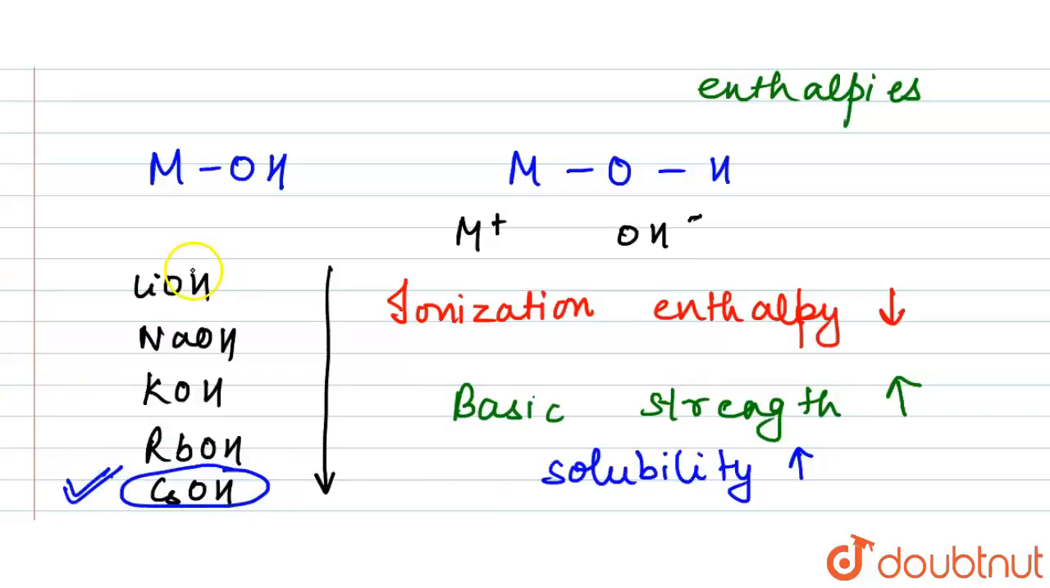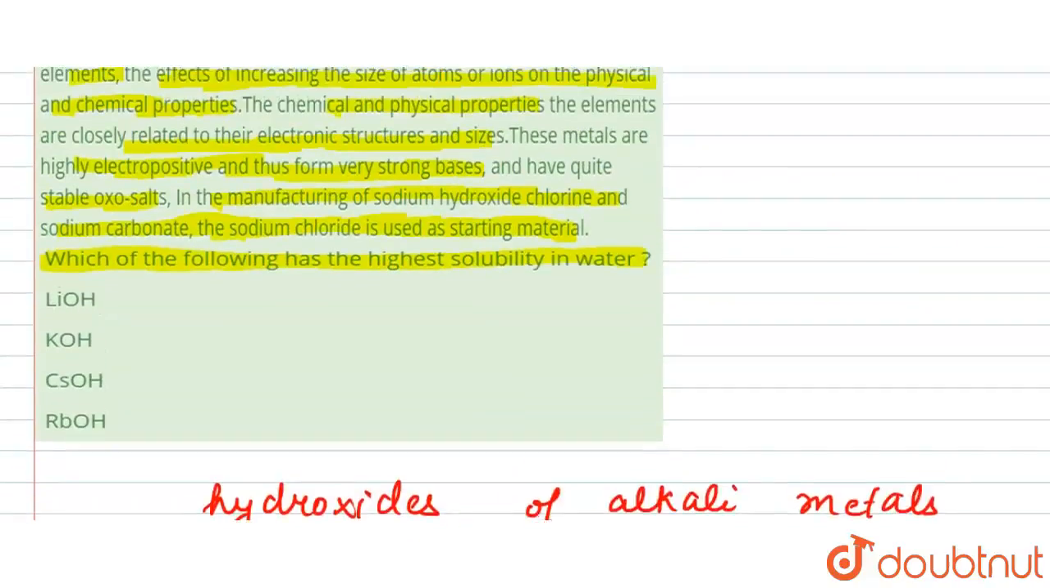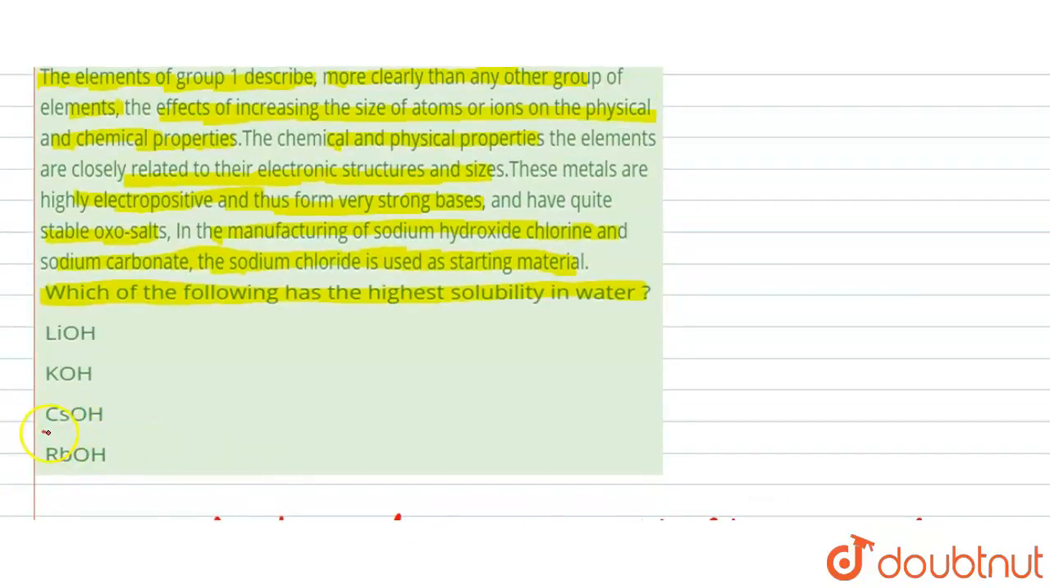Lithium hydroxide is the least soluble, or we can say insoluble in water, but cesium hydroxide is highly soluble in water. We have discussed the factors, so here our answer will be cesium hydroxide.